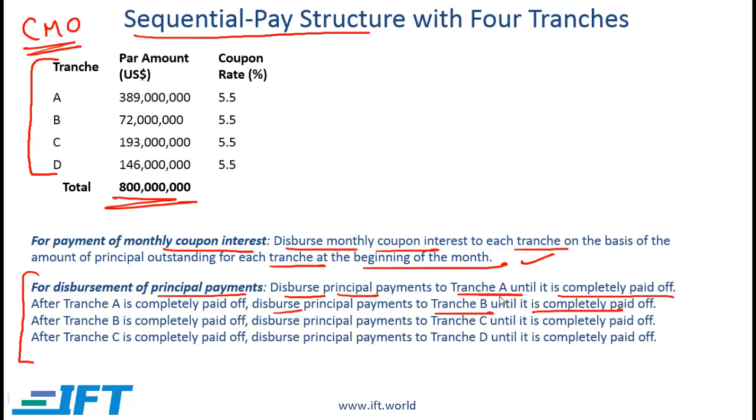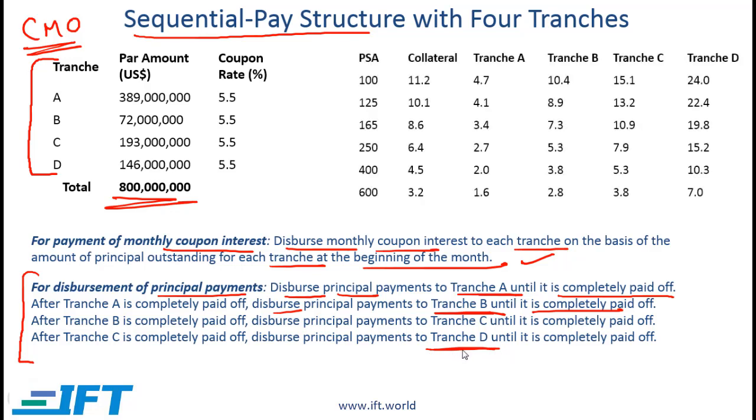So the life of tranche A is clearly going to be less than the expected life of tranche B, and so on, where the life of tranche D is expected to be the longest. Let's look at some numbers.